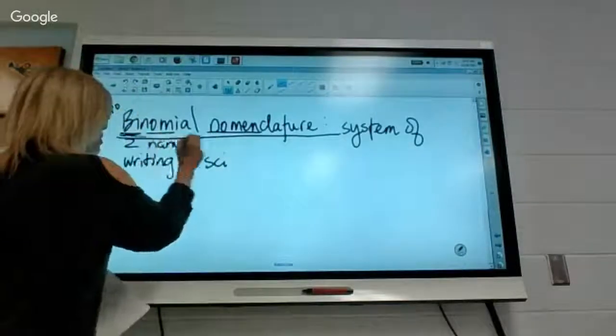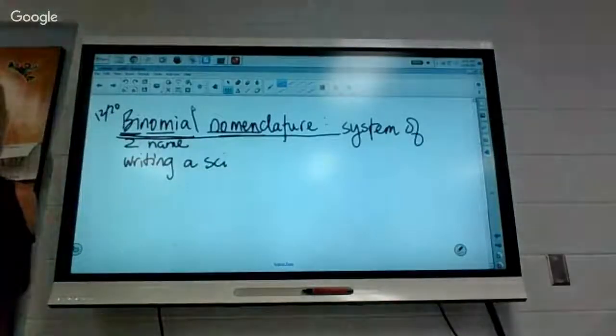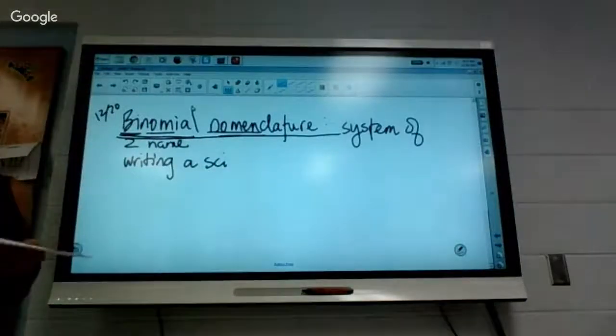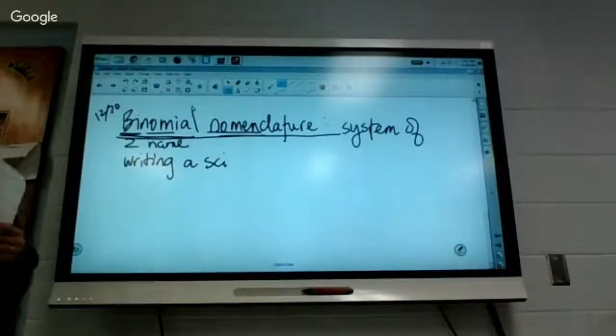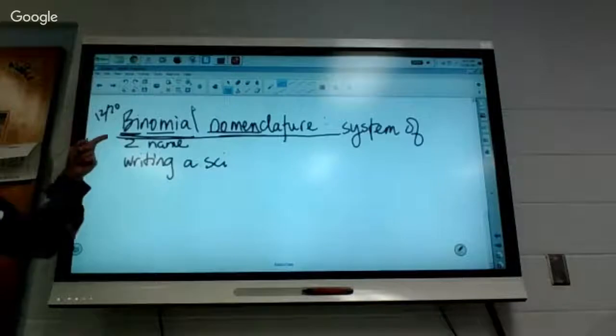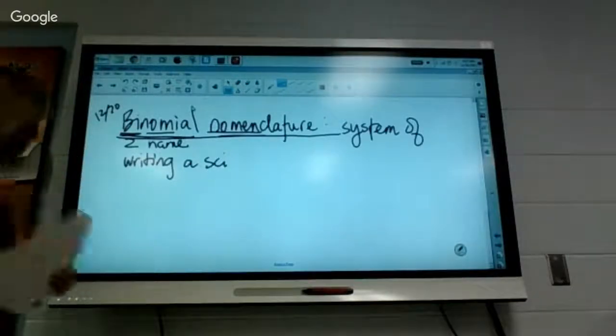And it's one of those things that you'll see again. They may just straight up ask you, what is the system for writing a scientific name that was developed by Linnaeus? And you just have to know it. Or they may say, the system of binomial nomenclature, what 2 taxons are used to write a scientific name? So we're going to put that.